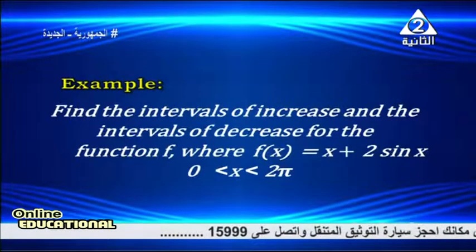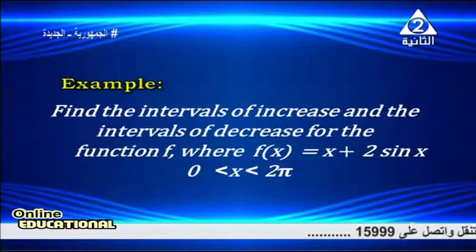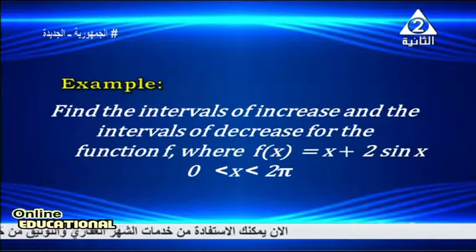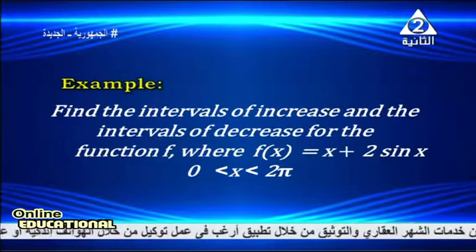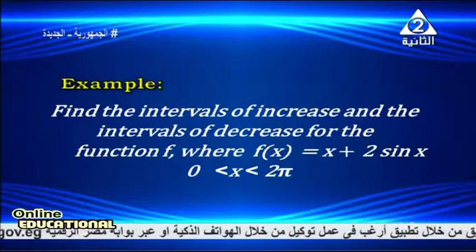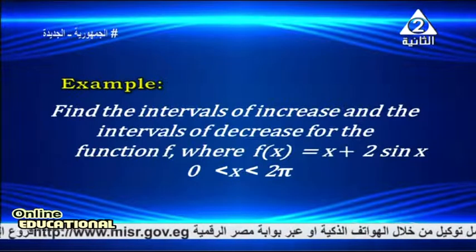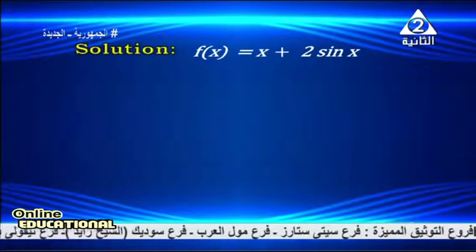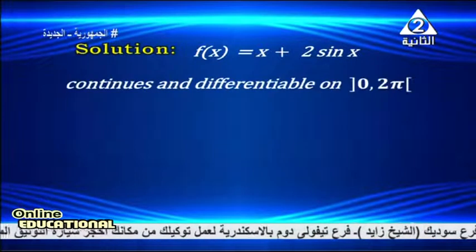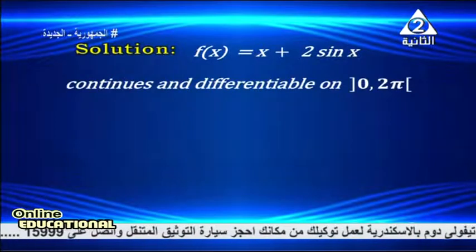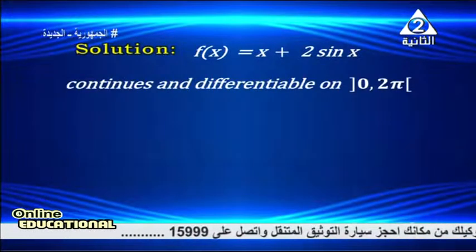Find the intervals of increase and the intervals of decrease for the function f, where f of x equals x plus 2 sine x, where x is bigger than 0 and smaller than 2 pi. The function f of x equals x plus 2 sine x is continuous and differentiable on the open interval 0 to 2 pi.